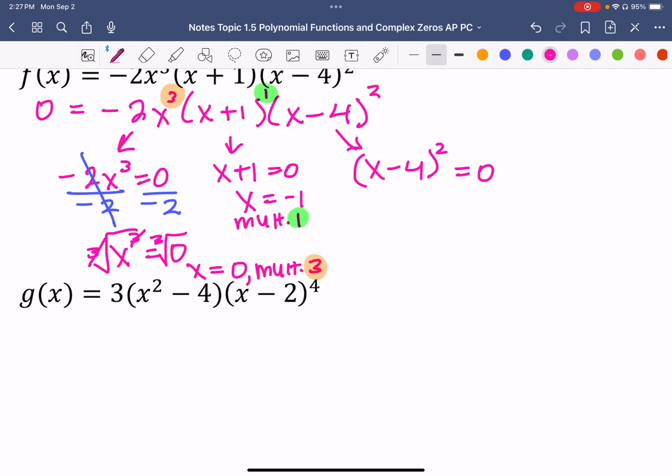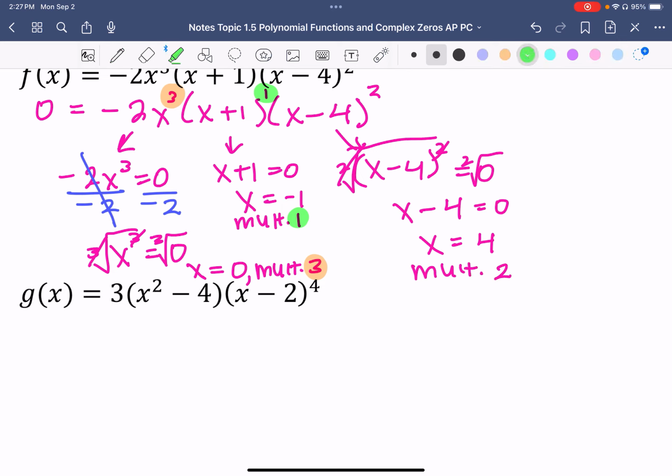So remember, you're doing PEMDAS backwards. Before you can do anything inside the parentheses, you need to get rid of the exponent. So we're going to square root both sides. The square root and the square cancel. You get x minus 4 equals 0. So x is equal to positive 4 with a multiplicity of 2, because if you look at that degree, the degree was 2 from that factor.